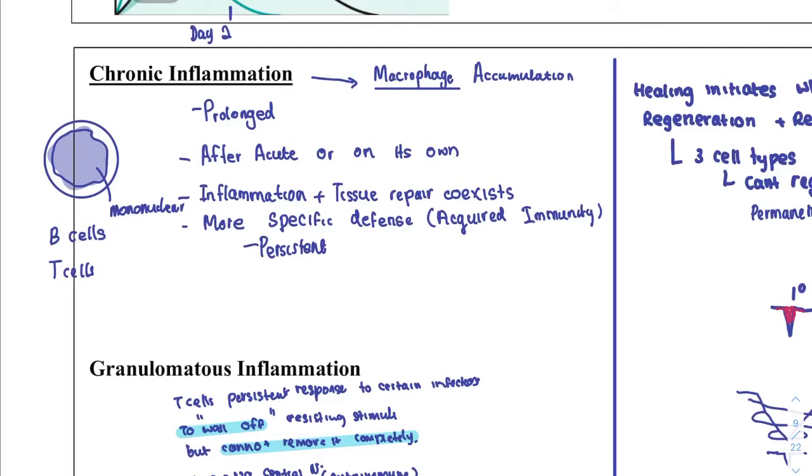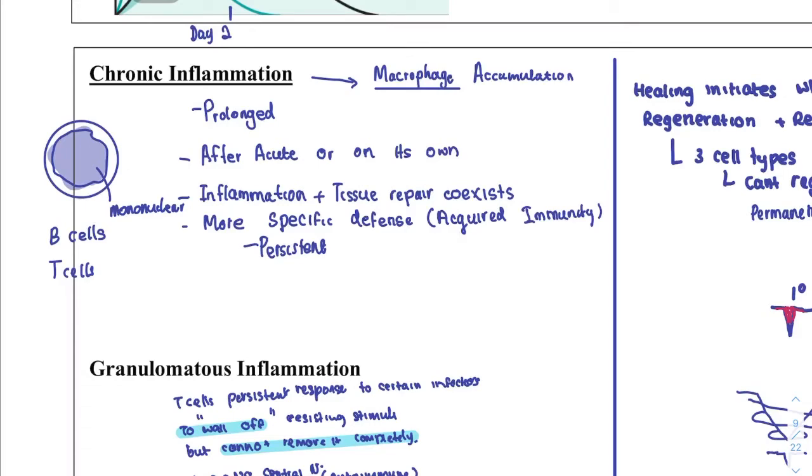And chronic inflammation is a prolonged inflammation. It happens over a long time, and it happens either after an acute or it can happen on its own. This is a condition where inflammation plus tissue repair coexists, but neither is able to completely finish its job. And this is a more specific defense mechanism.